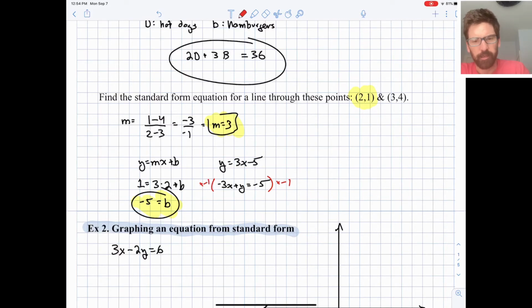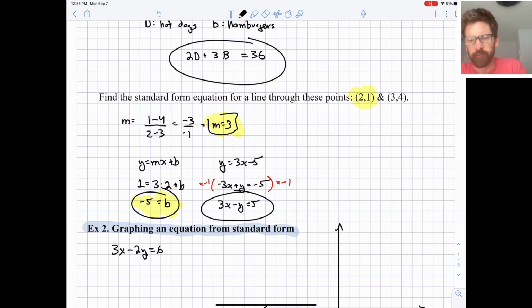And we get, as a result, 3x minus y equals 5. Okay, so that would be our final outcome there, our final standard form equation. And it's relatively easy to check. You can take your x, y points and plug them in.